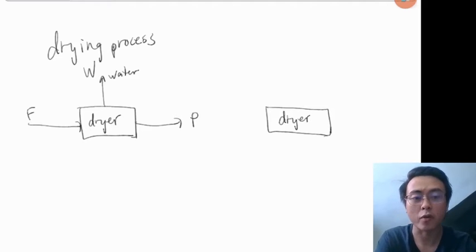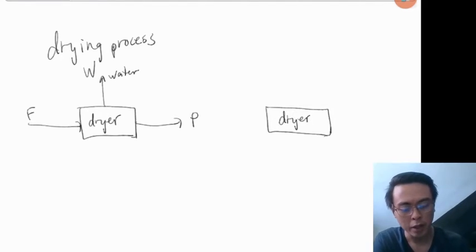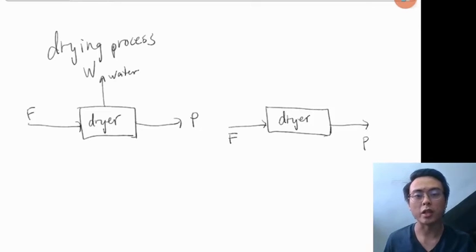Sometimes we call this convection dryers, or we call them air dryers because we use hot air. We have the feed, we have the product. The feed here is the wet material or the moist material. The product is the dried material. And what are we using to accomplish this drying? We are using hot air.